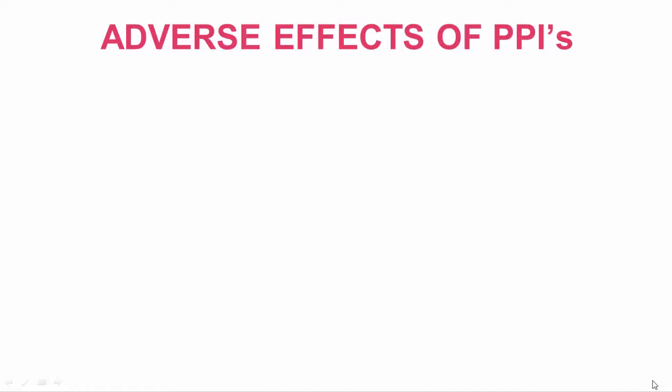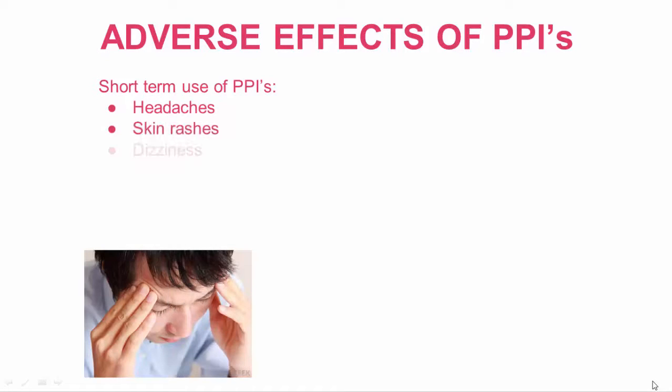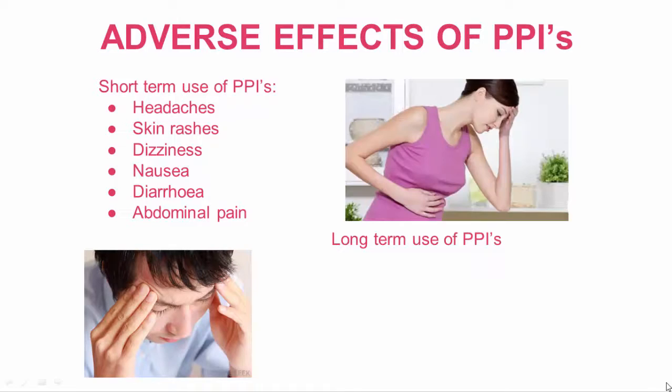PPIs have about a 90% inhibition rate, and therefore are known to be the most effective anti-ulcer drugs. However, PPIs can cause different adverse effects depending on how long the drug is administered for. Short-term use of PPIs can cause minor adverse effects such as headaches, skin rashes, dizziness, nausea, diarrhea, and abdominal pain. The cause of these side effects is not directly due to the intake of PPIs. However, further studies are needed to determine the mechanism of these PPI-induced side effects.